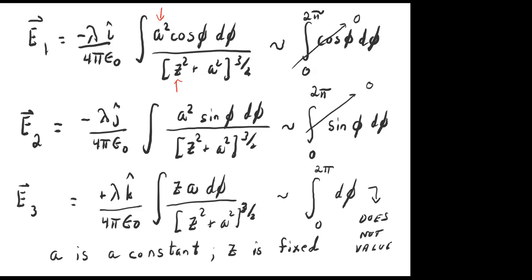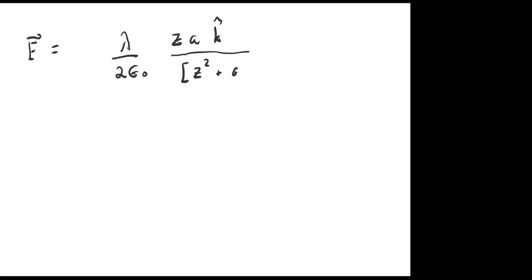So I leave it to you to calculate what this proportionality constant is. And I'll just tell you the answer. When everything is said and done, the electric field in principle has contributions in the i hat direction, the j hat direction, and the k hat direction. The only one that counts is the one in the k hat direction. And so it is lambda over 2 epsilon naught, z a k hat over z squared plus a squared to the 3/2 power.